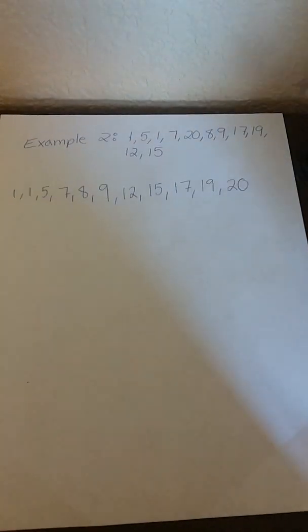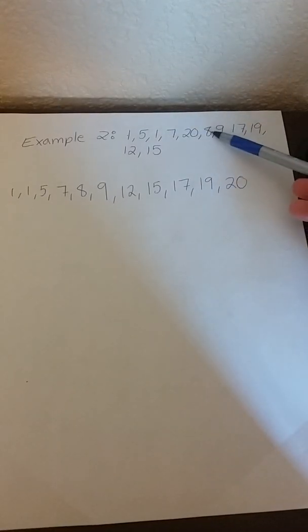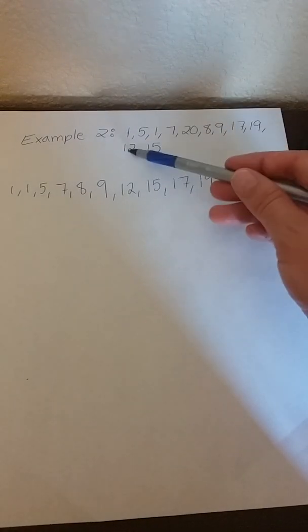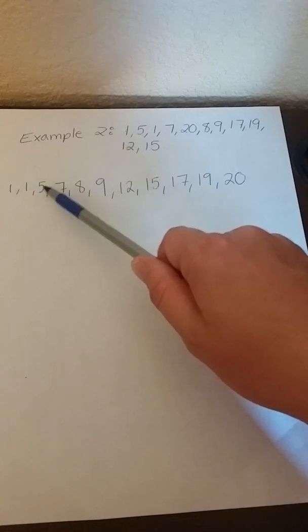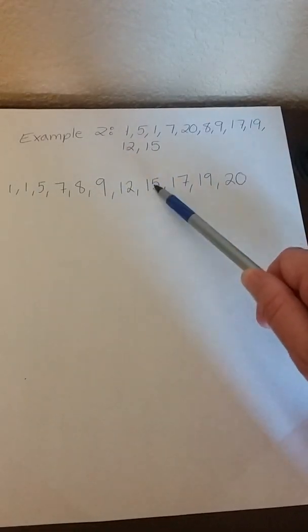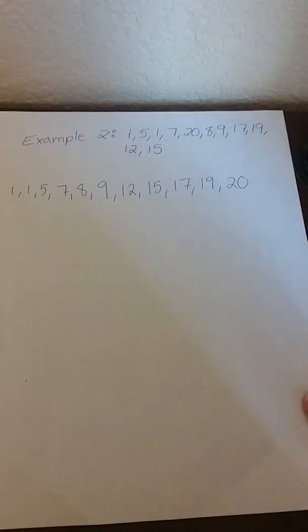I'm going to count and just make sure I got them all. So there were 1, 2, 3, 4, 5, 6, 7, 8, 9, 10, 11 at the beginning. And when I listed them in order, I have 1, 2, 3, 4, 5, 6, 7, 8, 9, 10, 11. So I got them all.